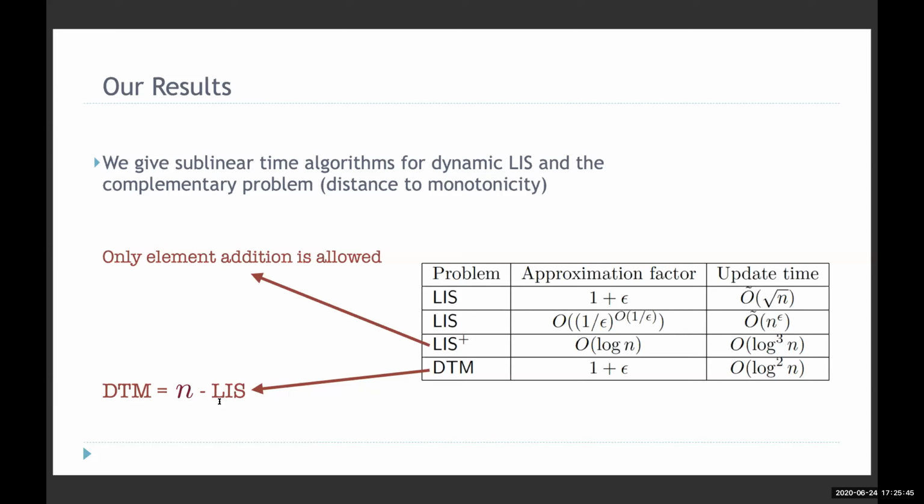We also have a solution for DTM. It's n minus LIS. So it seems that it should be similar to LIS, but actually it's not. It's much easier. So we can get 1 plus epsilon approximation in time log n squared. It's the update time. And this is much better than the solution we are giving for LIS because distance to monotone is actually a simpler question. So if you consider other settings such as streaming or MPC or the classic sequential setting, the solutions we know are much better for LIS.